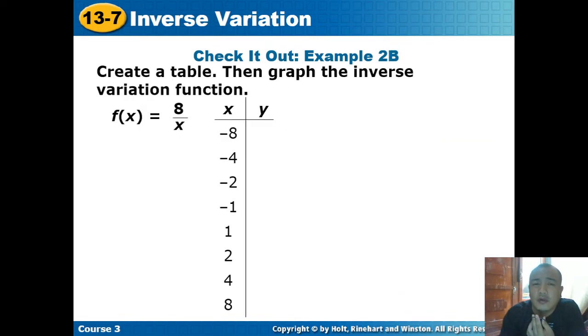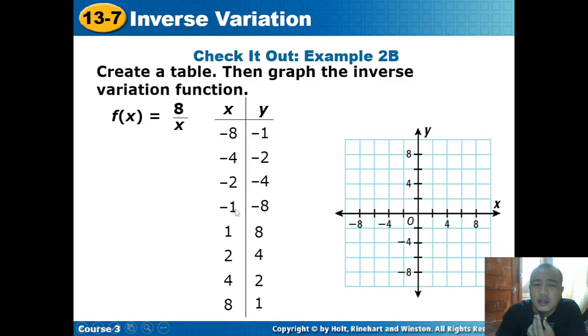Next, create a table, then graph the inverse variation function. f of x equals 8 over x. 8 divided by the assigned values of x here. 8 divided by negative 1 is negative 8. 8 divided by 2 is 4. 8 divided by 4 is 2. 8 divided by negative 8 is negative 1.